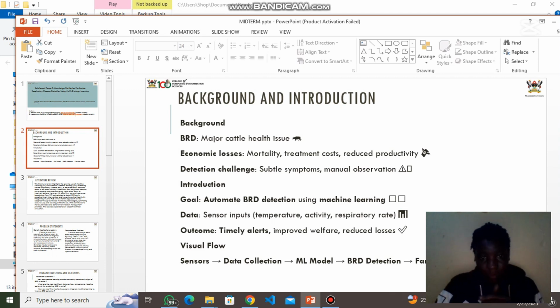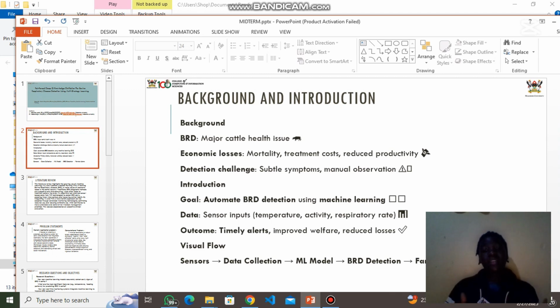So for the introduction, basically the goal for this project is to develop an automatic BRD detection using machine learning. Then for the data, we use sensor inputs. These sensors detect like the temperature, then the respiratory rate of the cattle, thus enabling us to determine whether this cattle is healthy or affected by this BRD.